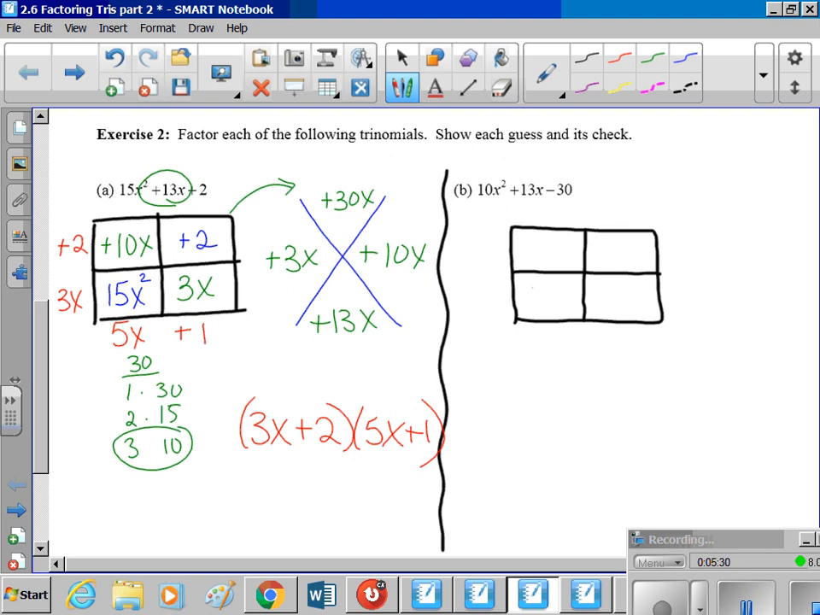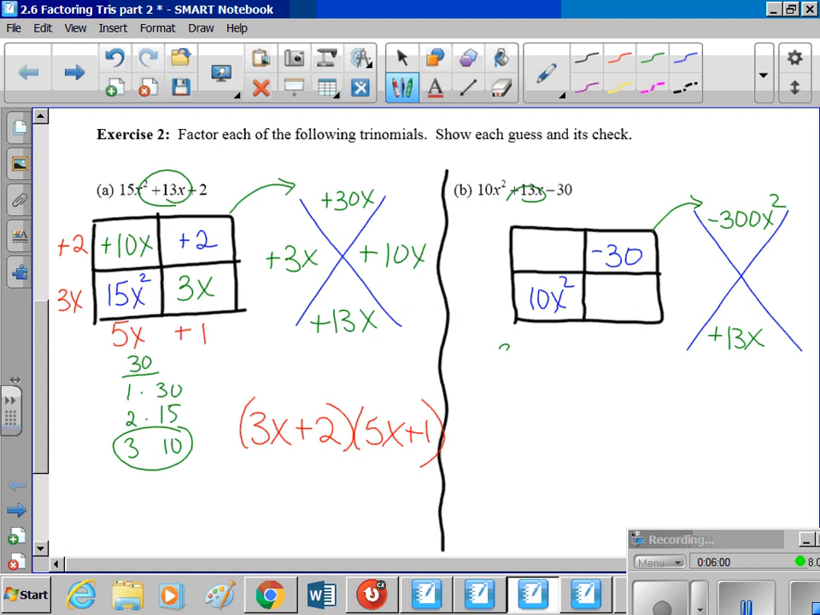So 10x squared, negative 30, crisscross worksheet. Multiply them. It goes up on top, minus 300x squared. And the middle is positive 13x. So in this case, because we have a subtraction sign in front of that negative 300, we know we're going to be subtracting to get to the 13. So as we go through our 300s, we have to think about that.